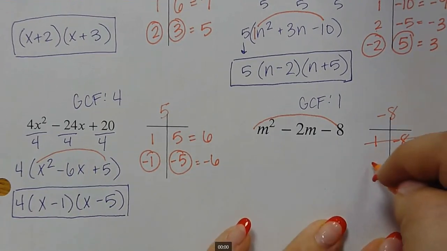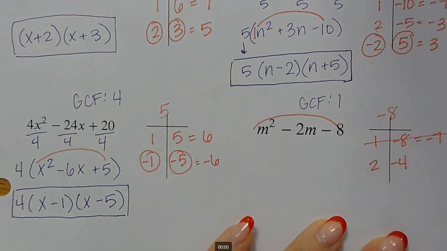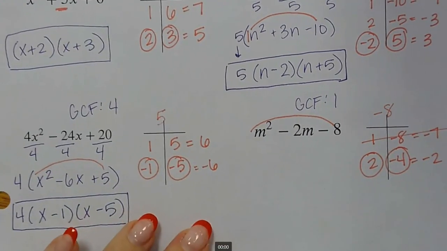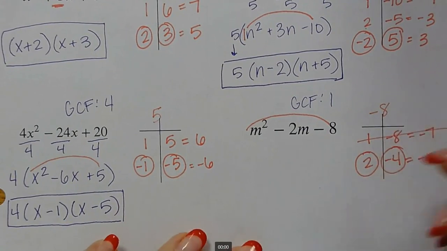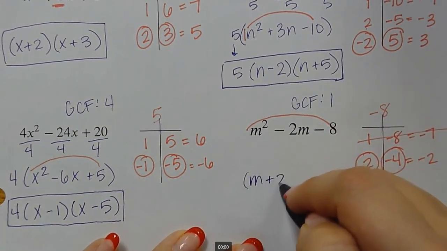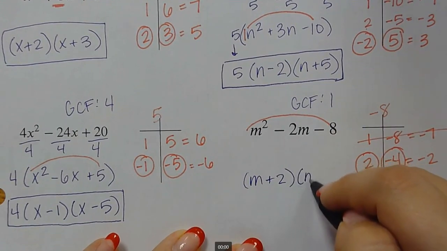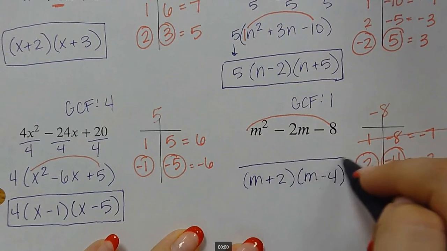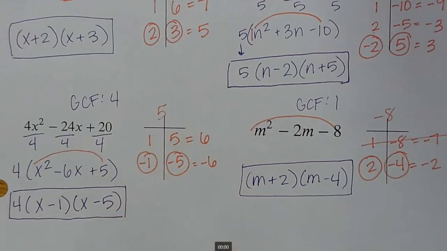So now I can do 2 times -4. 2 times -4 is -8. What's 2 plus -4? -2. These are what I'm looking for. So when I write out my answer, I have m plus 2 times m minus 4. And that's it.